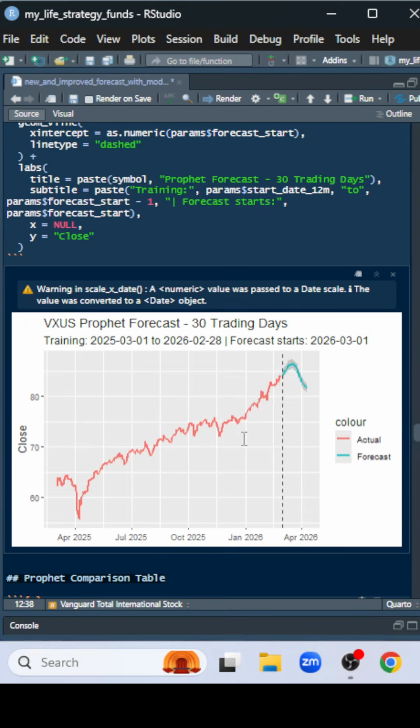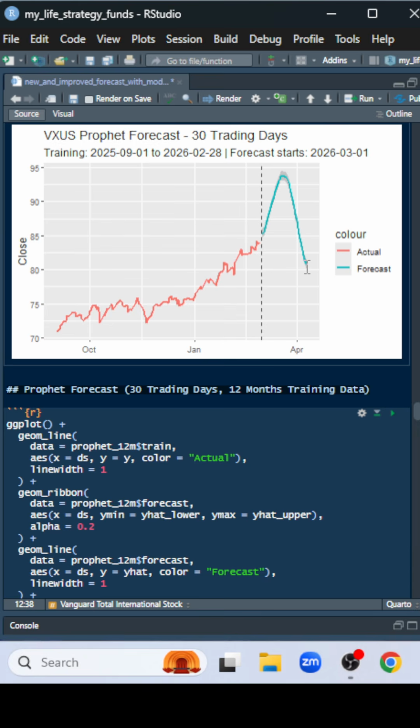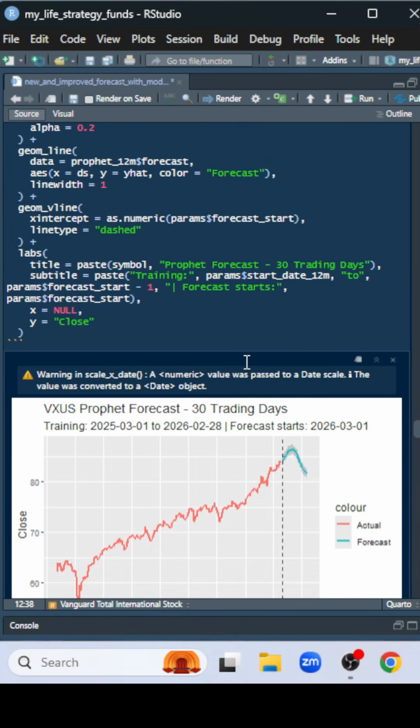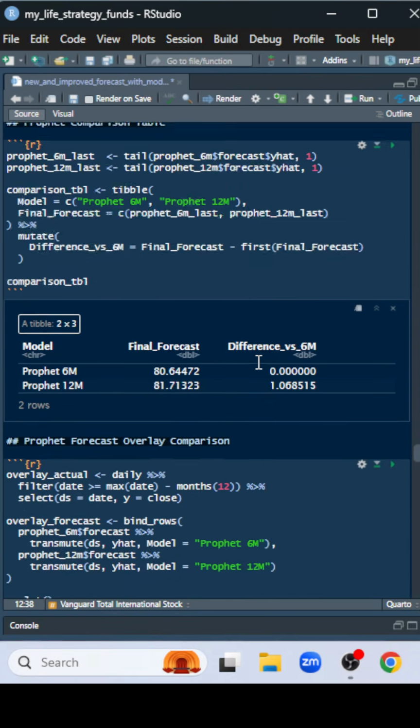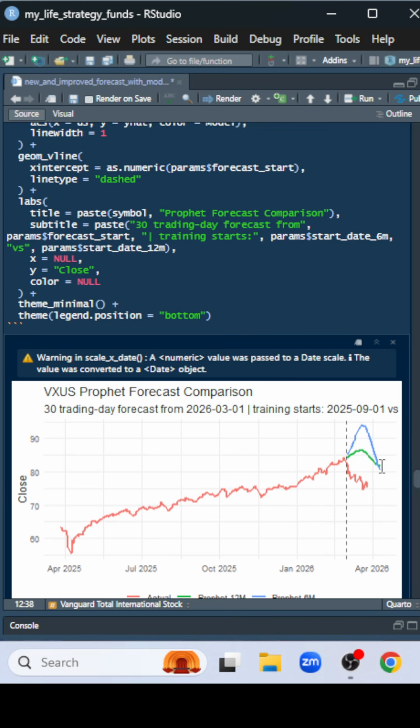Okay, so here's the 12 month. That's about 82, and that's about 82 also. The difference between the 6 and 12 month forecasts is only $1.06. Here's the combination. Again, they both wind up at the same spot.